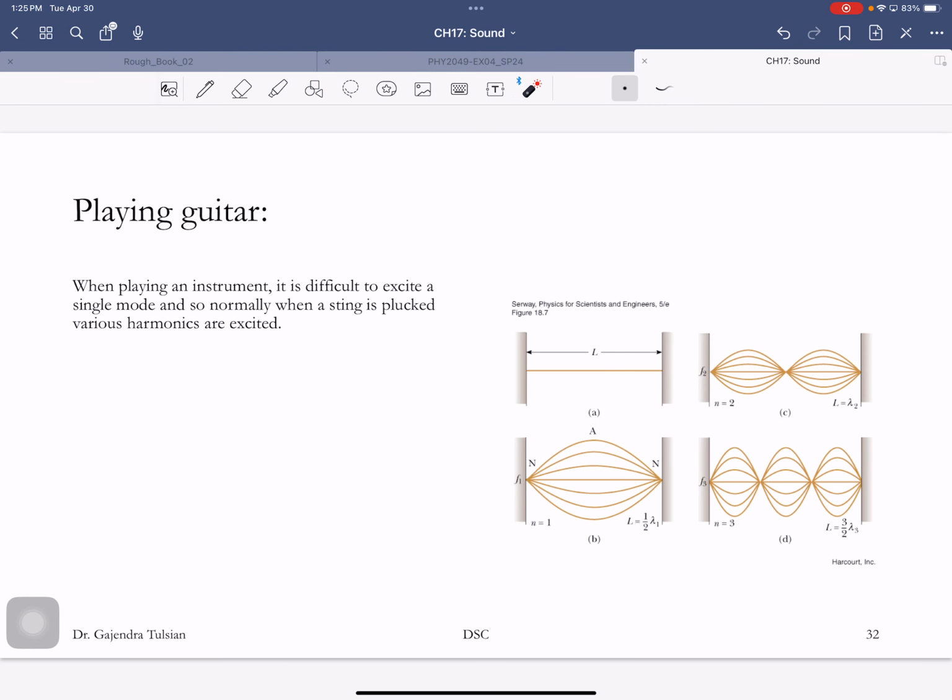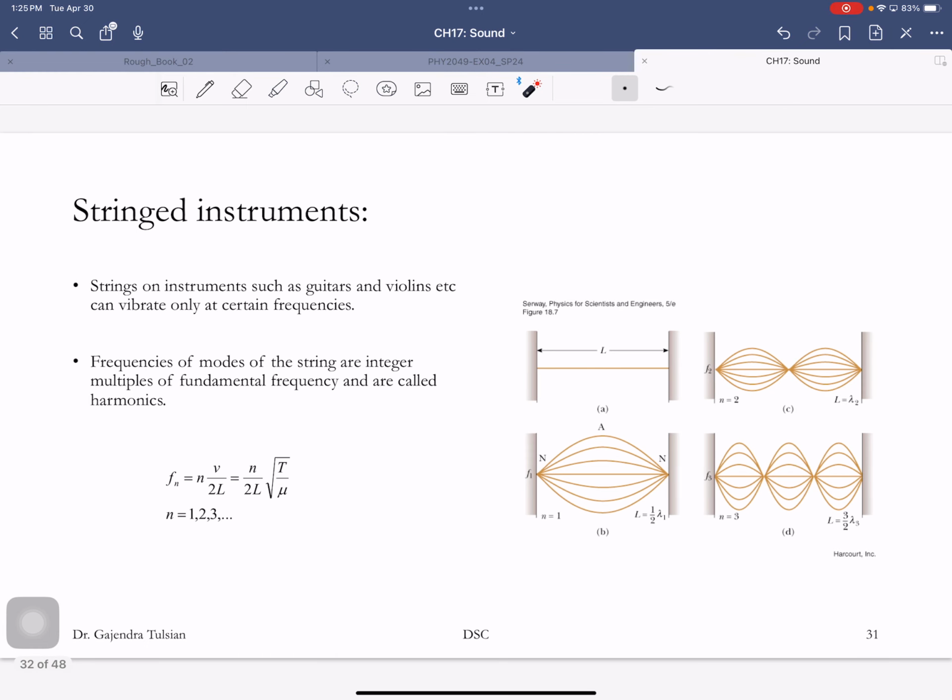All right, so here are the harmonics for a string, and the frequencies are given by this formula. The speed of the wave is the square root of the tension in the string divided by the mass per unit length. L is the length of the string, and n is an integer. So the frequencies you can excite are these. It seems like you can excite only very few frequencies.